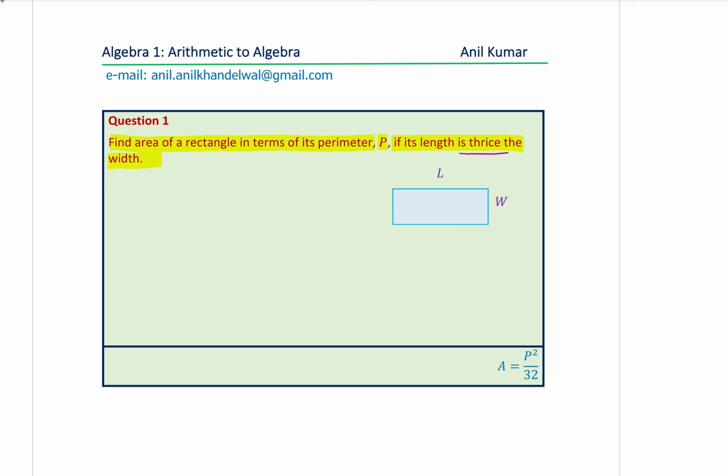Perfect. Find area of rectangle. So we need to find what area is in terms of perimeter P. So in terms of P, if length is thrice the width, we're given that length is three times the width. Perfect. So that becomes an exercise for you. I will say homework question number one. So that's a question for all of you. Let's move on and take the next example.